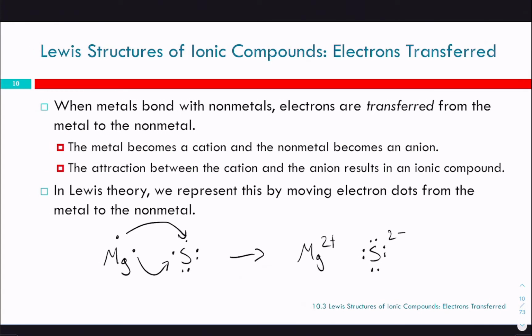So this is also why when we're naming ionic compounds, we have to make sure that these charges balance. Because if the charges don't balance and equal 0, that means that one or the other of these has too many or too few electrons to get to an octet.